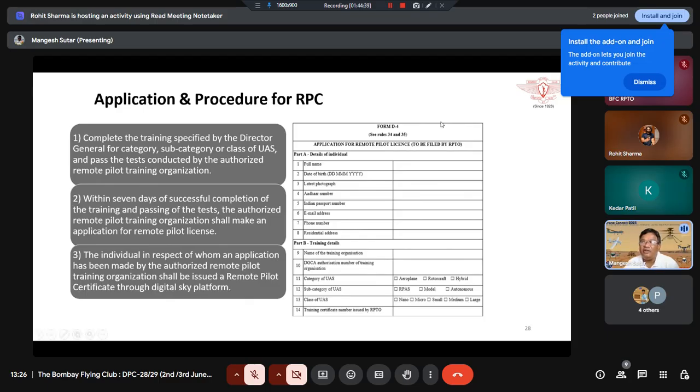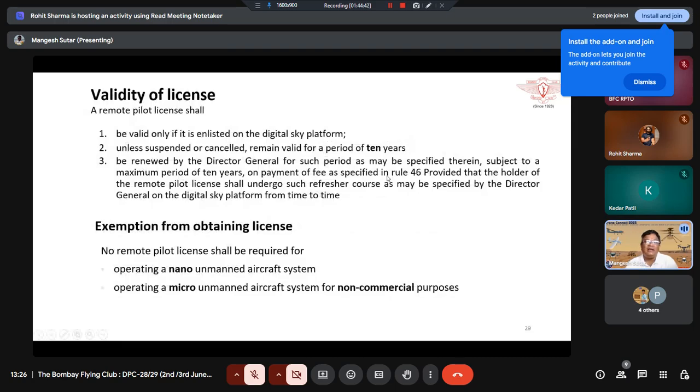Okay. So your license will be valid unless it is suspended or cancelled. It will be valid for 10 years. The moment you get the license, it is valid for 10 years unless it has been suspended or cancelled for some reason.